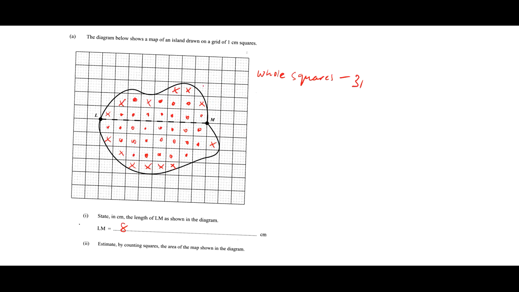Alright, so now we count the X's. So we have 1, 2, 3, 4, 5, 6, 7, 8, 9, 10, 11, 12, 13. So we have 13 of them that are greater than half. Alright, so we can estimate the area as approximately 44 cm squared. Right, because this is an estimate, there will be a range of answers which CSEC will accept.